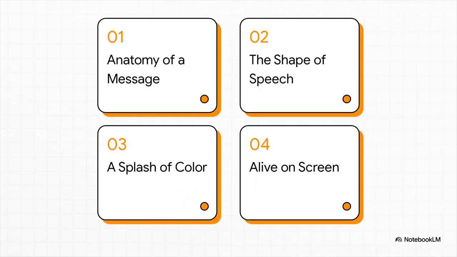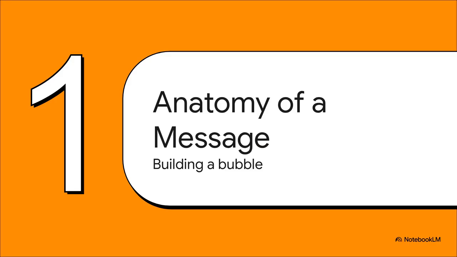Here's how we're going to tackle this. First, we'll look at the basic anatomy of a single message bubble. Then, we're going to dive into how that iconic shape with the little tail is actually drawn with code. After that, we'll explore the built-in theming engine that gives it all that color and personality. And finally, we'll see how these bubbles come alive on our screens with real-time dynamic updates. It's going to be fun. All right, let's start at square one.